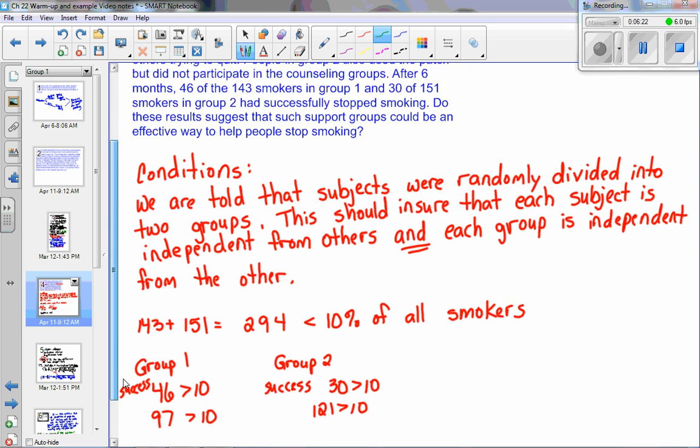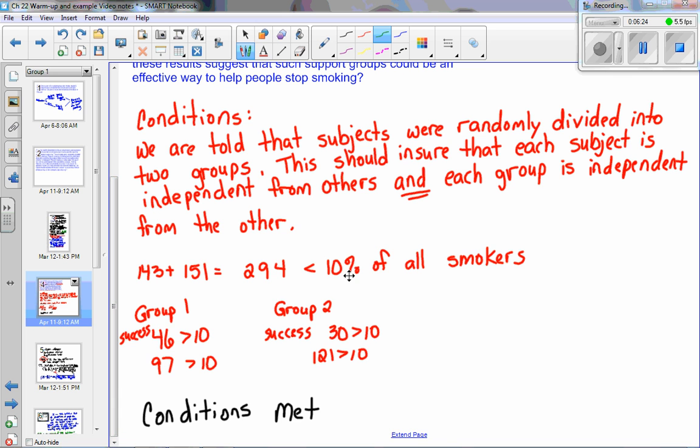Our two samples combined is 294, and that's definitely less than 10% of all smokers. We had 46 in the first group who stopped smoking, which means 97 did not. 36 in the second group stopped smoking, which means 121 did not. All of those things are greater than 10, so that means that our conditions have been met.